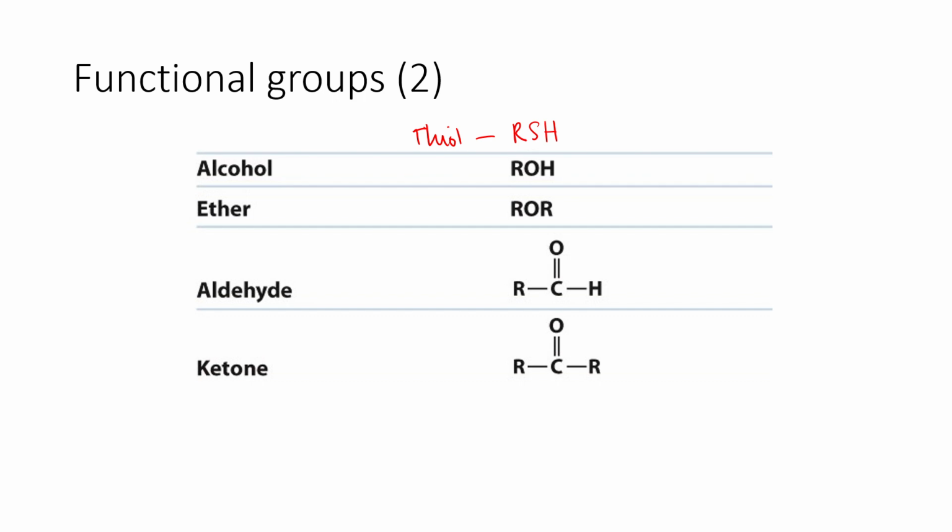An alcohol group is ROH, and they behave in somewhat similar ways. And to build off the alcohol, we have the ether group. The ether group also has a central oxygen, but it's surrounded by two R groups.